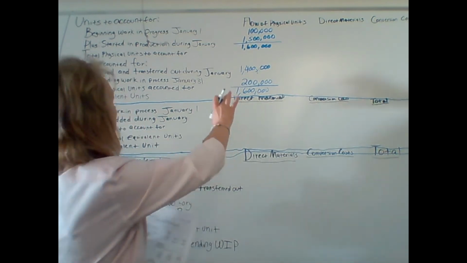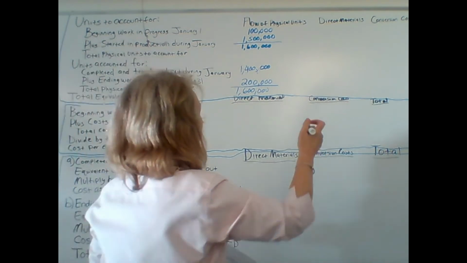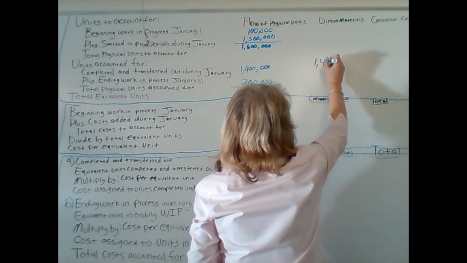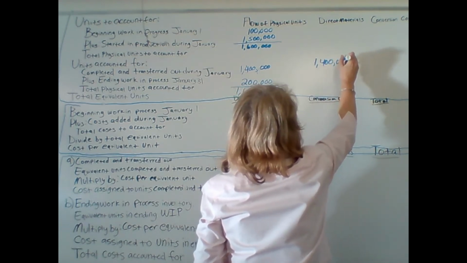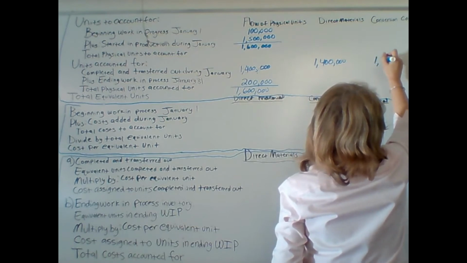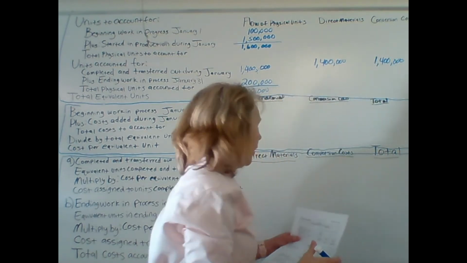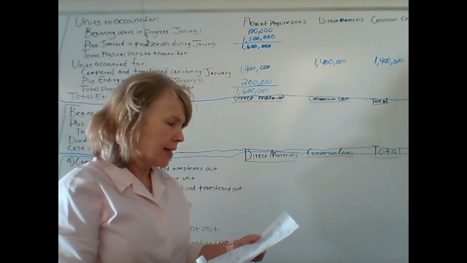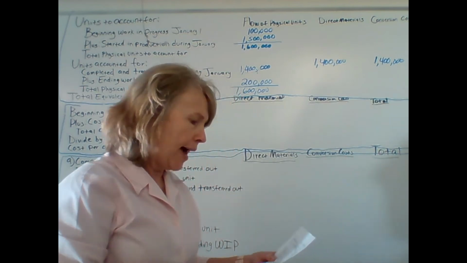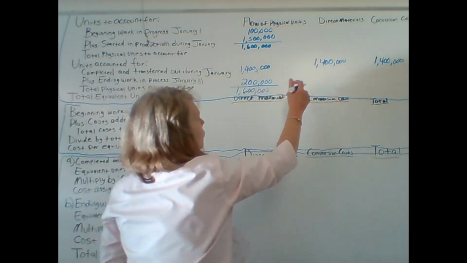All right, so over here, completed and transferred out, direct materials is exactly that number, 1,400,000. Conversion costs, also 1,400,000. Okay? All right. The direct materials, it said they're all added at the beginning. Okay, so that is for the ending work in process, whatever that is, 200,000.